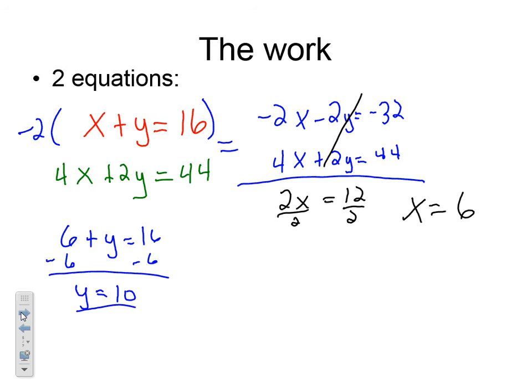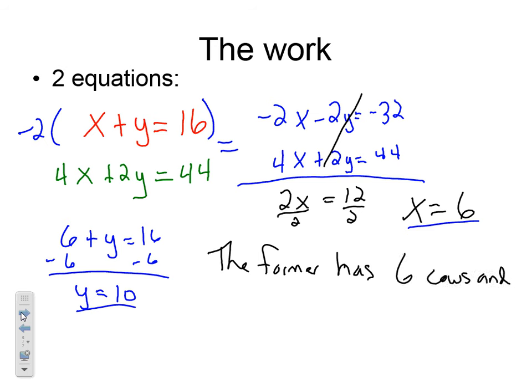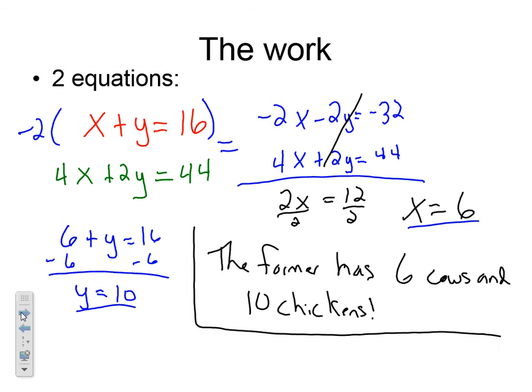Now that I have my answer, I actually have to write out what it means. Okay, I'm not going to write these as ordered pairs because we can't write chickens and cows as ordered pairs. So I have to write it down in this sentence form. So, the farmer has 6 cows and 10 chickens. And that, ladies and gentlemen, is my answer. Alright, that's how I figured out how many cows and how many chickens he has.